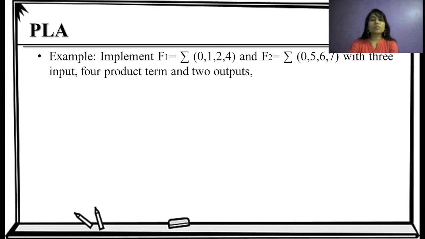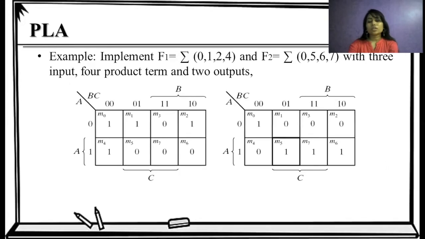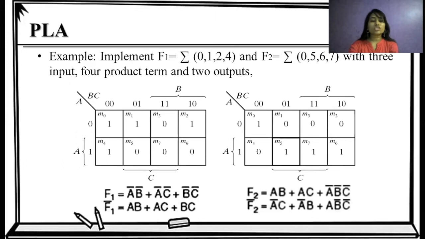So using K-map, we can make a logical equation. So here we have a logical function of F1 and F2. Here we have a K-map of F1 and here we have a K-map of F2. For F1, we make a group. So we have a first term A dash B dash. Then we have a second term.